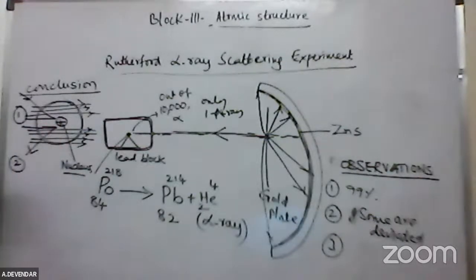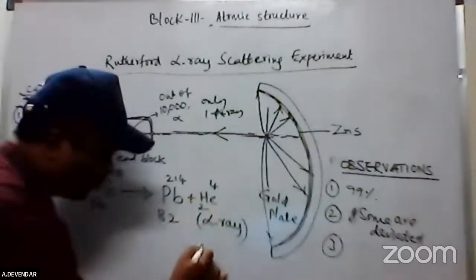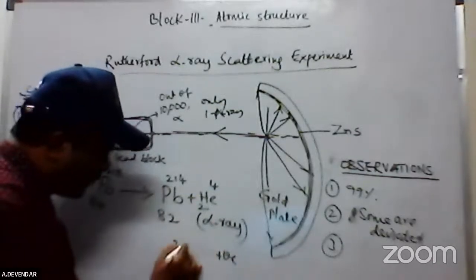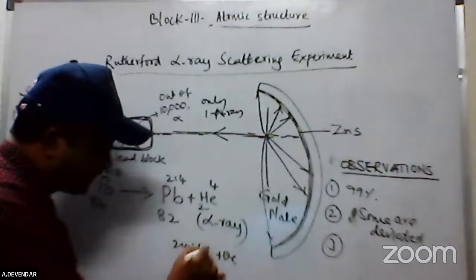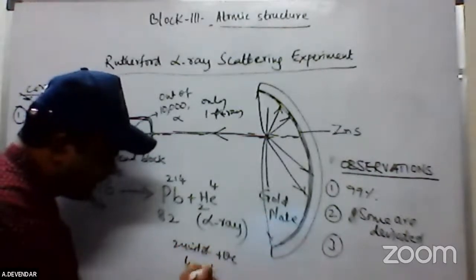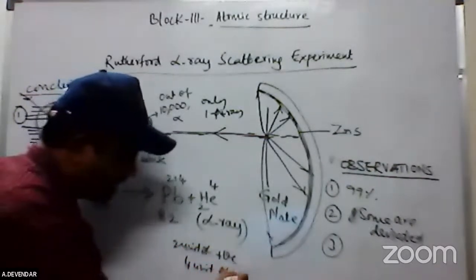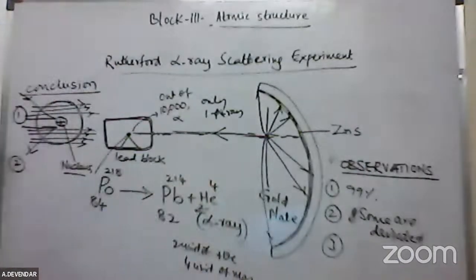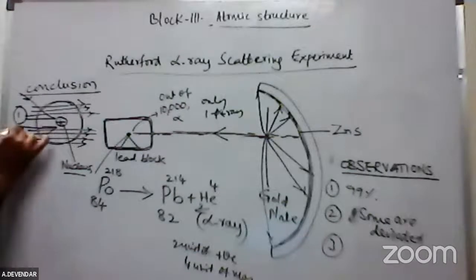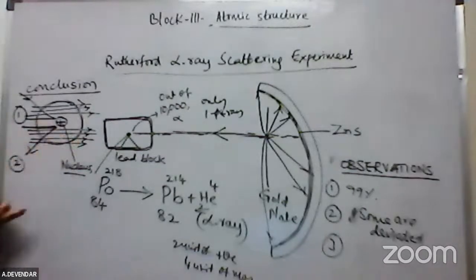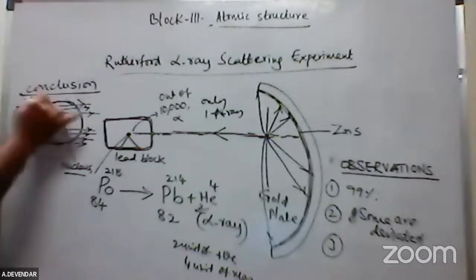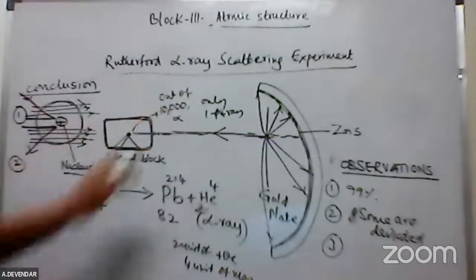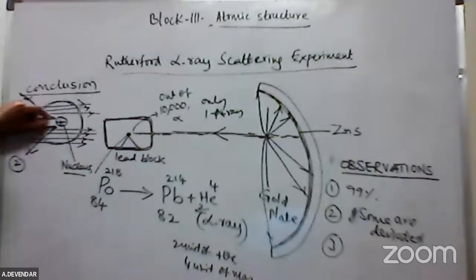Why, sir? What is an alpha particle? It has 2 units of positive charge and 4 units of mass. A positive charge is repelled by the positive nucleus. Before that, there is no layer, only empty space. That's why the particles pass through, with only a few particles present in between.